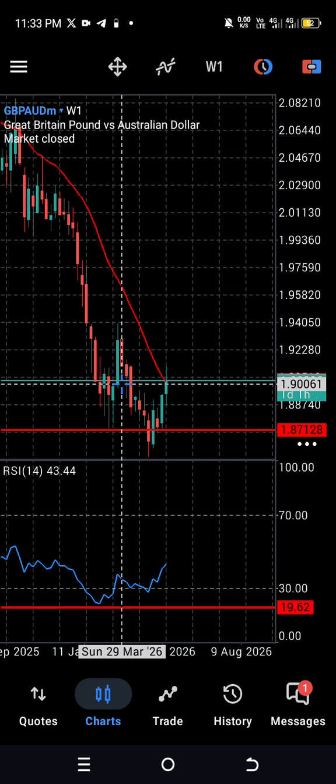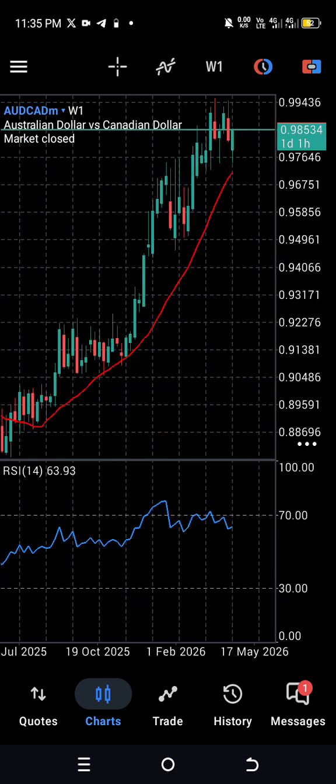So we have talked about pound Australian dollar. We used it before as a bullish divergence example. Now let us look for another example: Australian Canadian dollar, weekly time frame. Remember, we are using a higher time frame, from daily to weekly and to monthly, because a higher time frame gives accurate analysis.